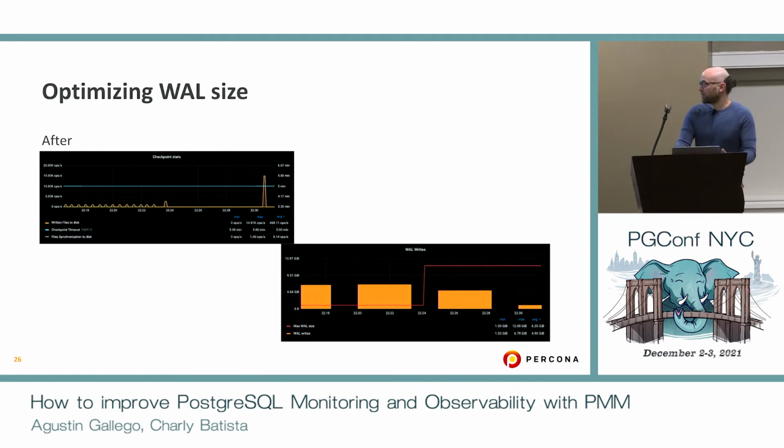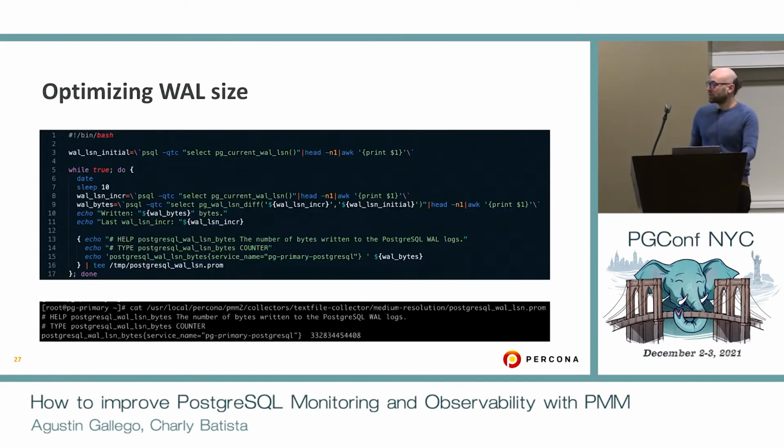Okay, so this is something that we added with the text file collector. How do we do it? It's really not that complicated. We get the wall LSN initially, and then what we do is just iterate every 10 seconds, and then update the file, and here below you have the file with only the information written. So this is the Prometheus, let's say, language definition of how a metrics file should look like. And it's the metric name.